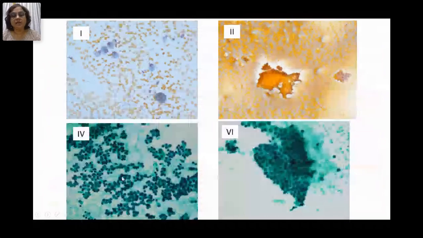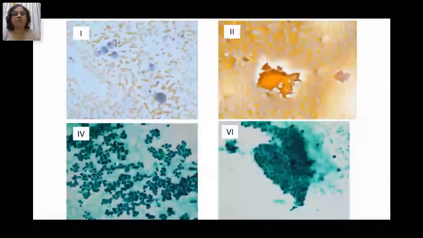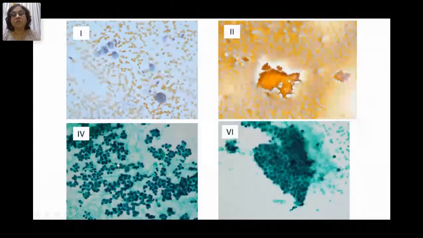So the problem is when we get this category 4, where we are not sure whether we are looking at really a follicular neoplasm or suspicious for follicular neoplasm, or could there be any follicular variant of papillary thyroid carcinoma or NIFTP. So what do we do now?